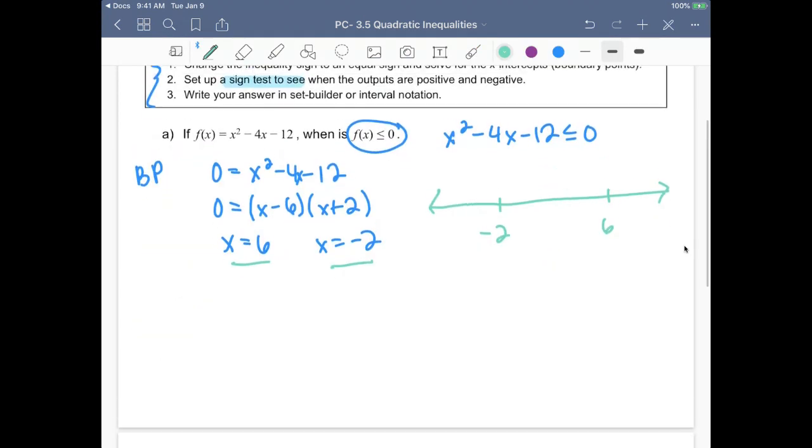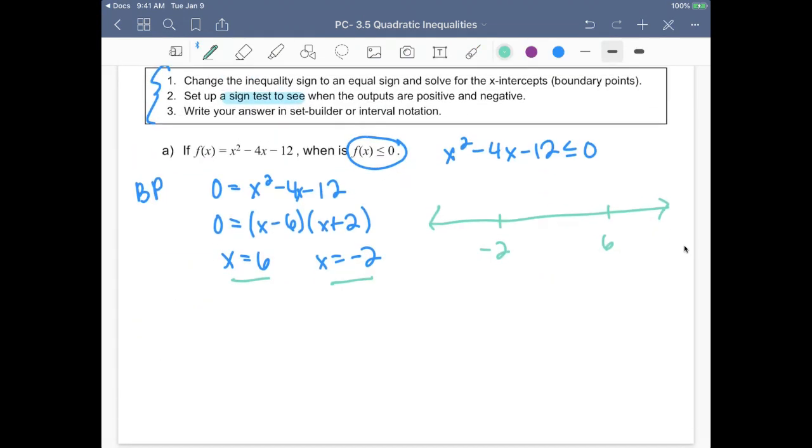So what we're going to do is test a value that is between any of these intervals. Something that's less than negative 2, like negative 5, something that's greater than negative 2 but less than 6, like 0, and something that's greater than 6, like 7. I'm just going to plug it in.